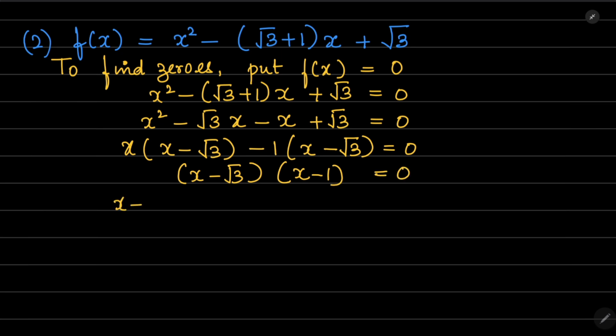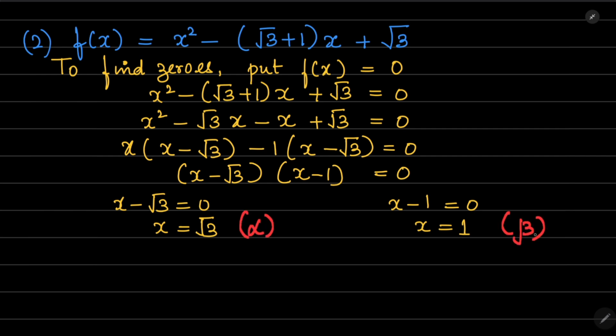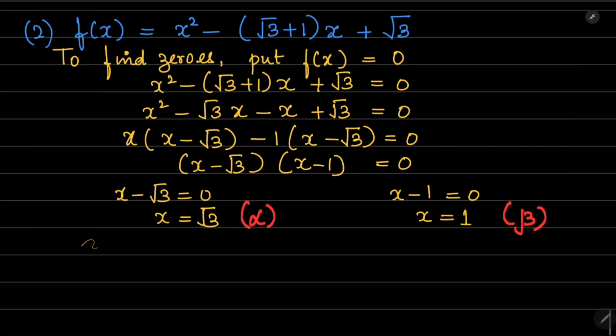So either of the factors you can equate to 0. Either x minus root 3 is 0 or x minus 1 equal to 0. So x equal to 1 is one of the zeros. X equal to root 3 is the other zero. Again, let one of the zeros be alpha, let the other zero be beta. Okay, let us also write the coefficients here. What is your A? From the given question you can say your A is going to be 1. Okay, these are the coefficients.